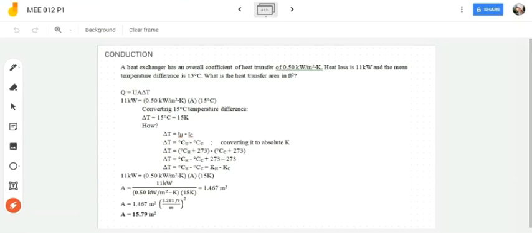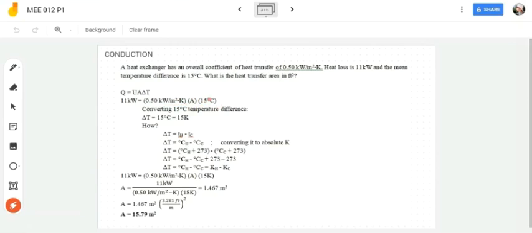So just like this, the only difference is when we are solving and converting from one temperature scale to another, the formula used changes, or there is a difference between converting your temperature and converting your temperature difference. So for example here, we know that your Q is equal to 11 kilowatt, your U is equal to 0.5 kilowatt per meter squared Kelvin, A is unknown, and your temperature difference is 15 degrees Celsius.